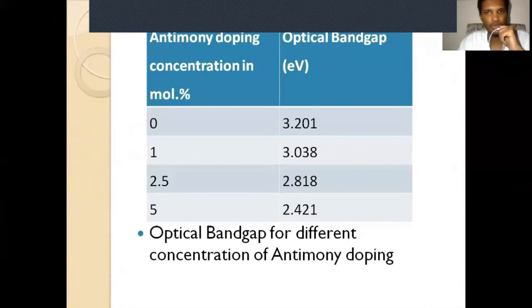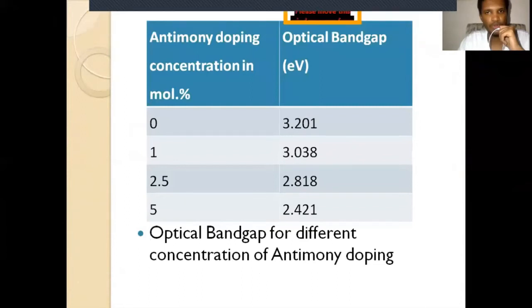At 1% molar concentration, the optical band gap was 3.3038. It was much lower. And this went on. As we increased the antimony molar concentration, our optical band gap decreased.